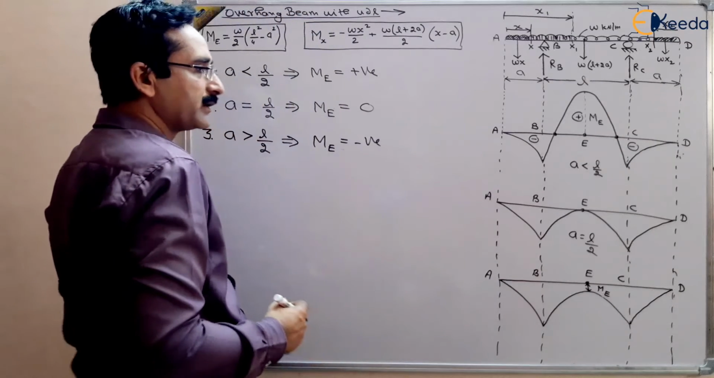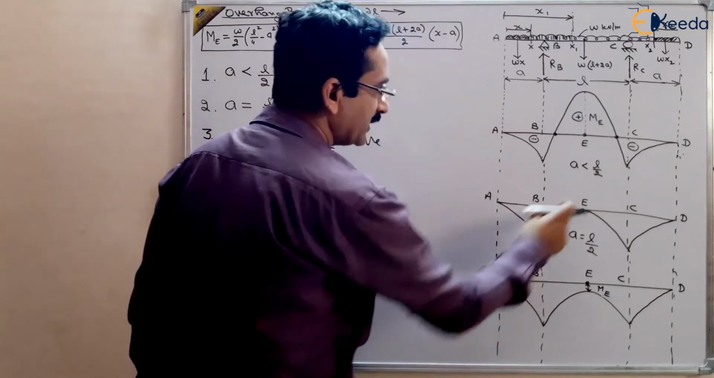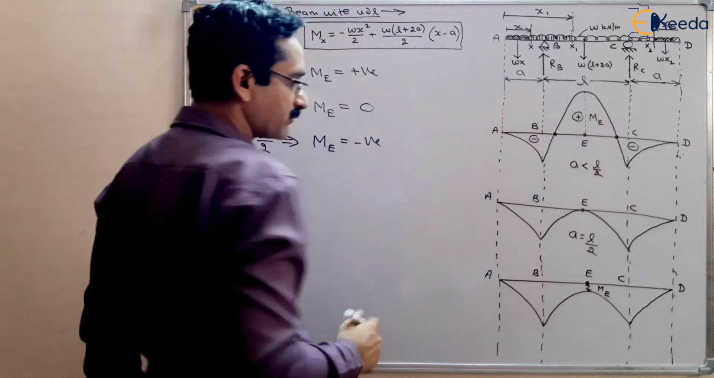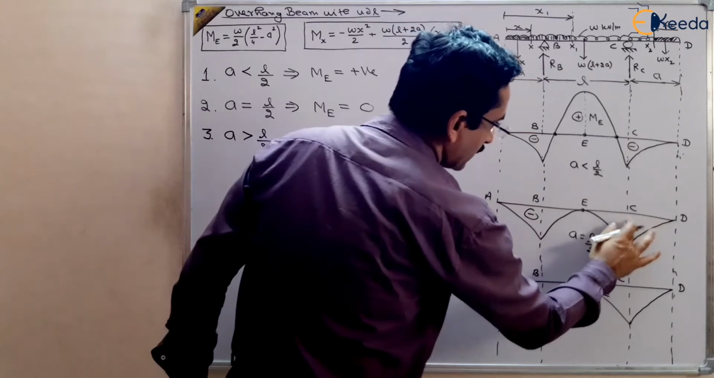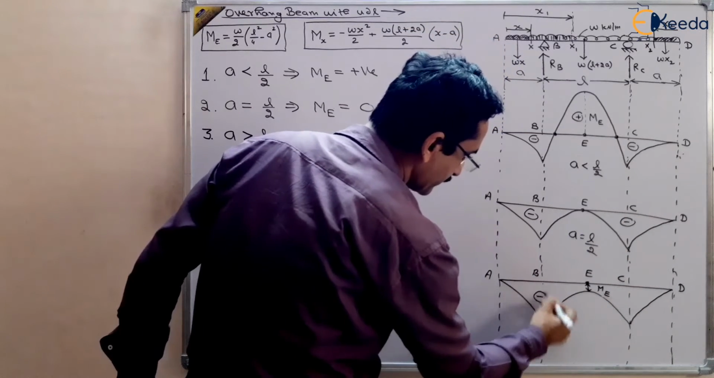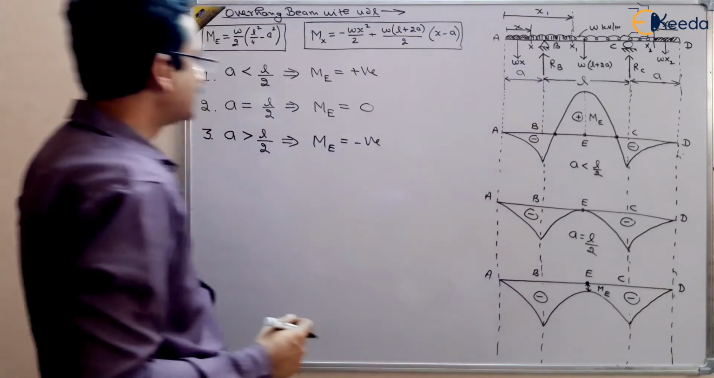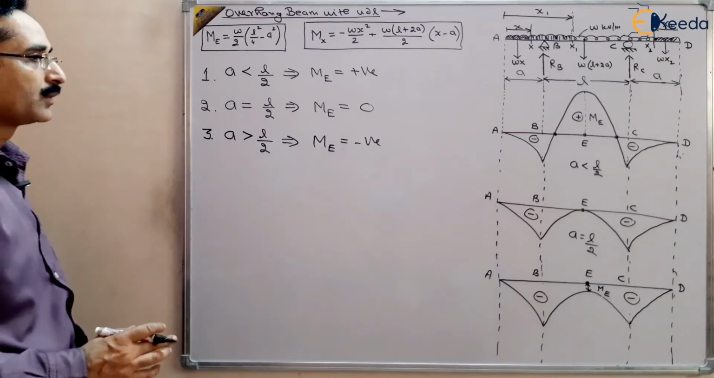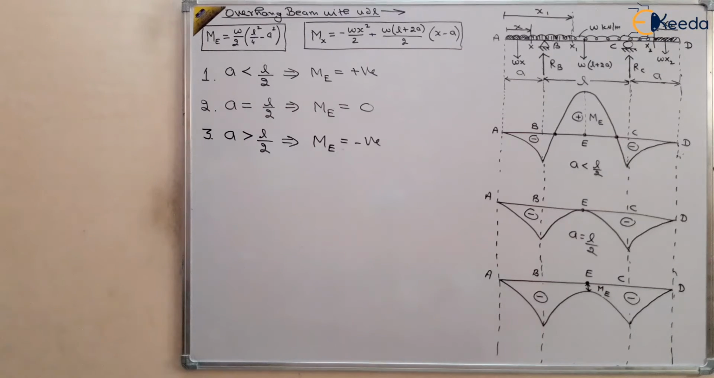and which is negative in this case, right? And in this case ME is 0, and in this case ME is positive, right? So by this you can find out the bending moment at certain points, as well as you can draw the bending moment diagram. So by this you can draw the bending moment diagram for any case of overhang beam with UDL. Overhang beam with UDL.